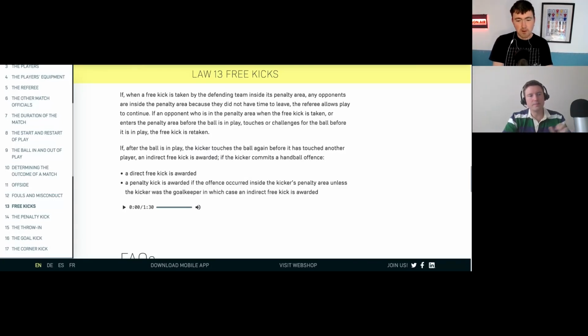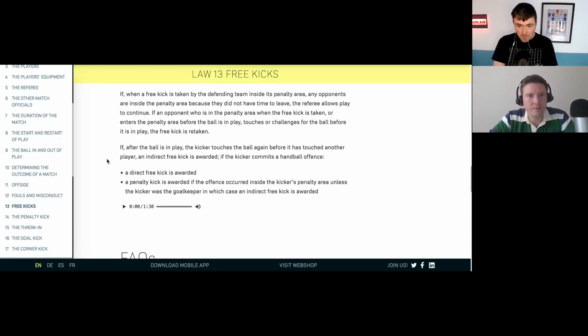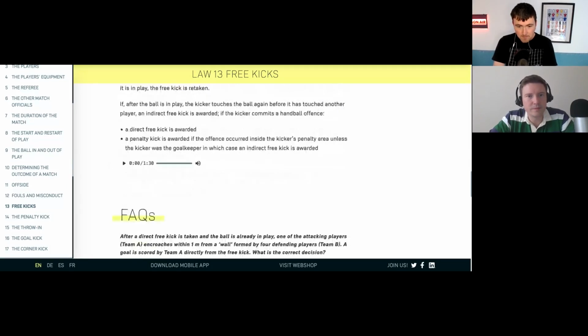So if you're wandering out of the box and you've not got out in time yet, and the ball gets ballooned off your head, you can't then turn around and score, because you shouldn't have been there in the first place. You're not penalised for being there, but you also can't gain an advantage from being so. Yep. Very interesting stuff.